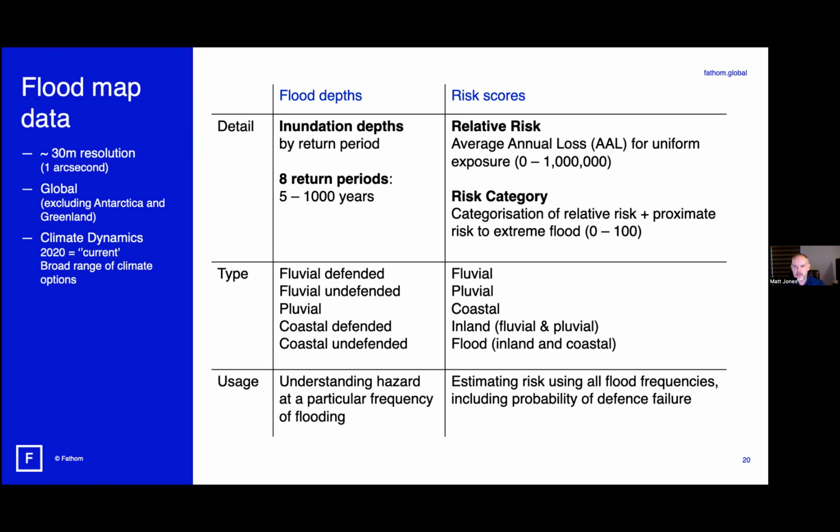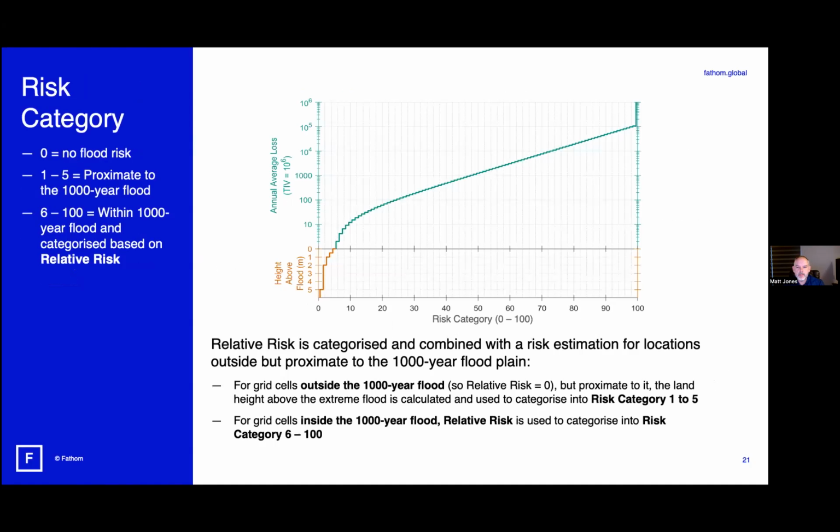But I think these metrics, because they pack a lot of information into them, can be really useful for systematic underwriting and pricing of flood risk. Because I think they're useful, I think it's worth just going over and making sure people are clear on the relationship between relative risk and risk category. And hopefully this graph shows that.